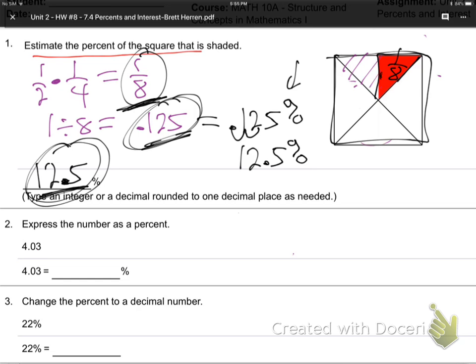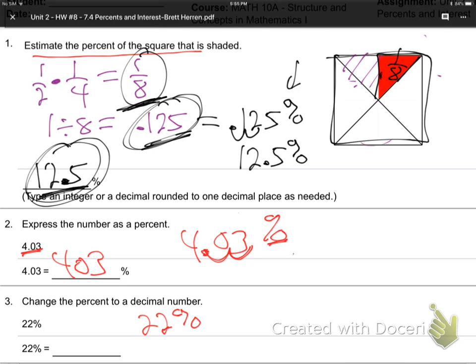Number 2 says 4.03, change it to a percentage. So you take 4.03 and you put the percent symbol, the 2 zeros, pull it 2 places to the right. It's like a magnet, pulls it 2 places to the right. 403, decimal's at the back now. You don't even have to show the decimal. 403%.